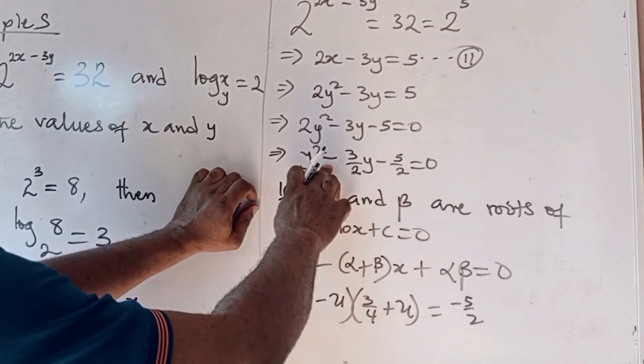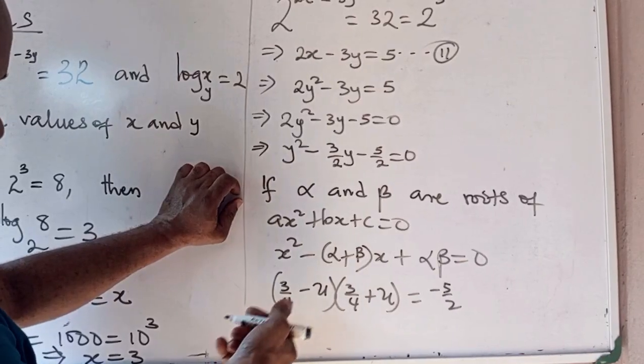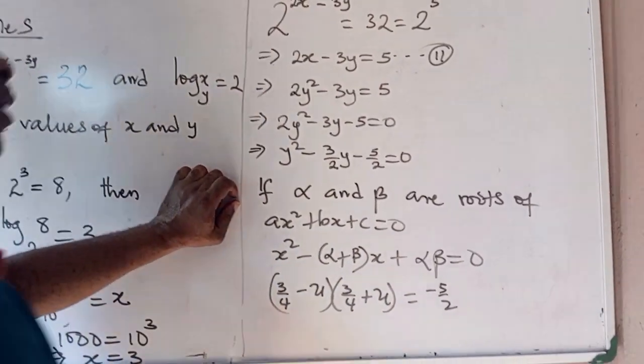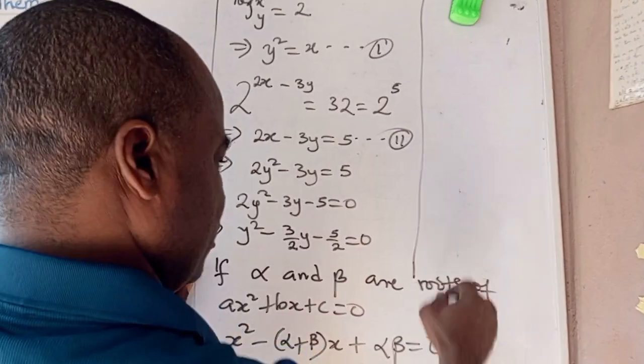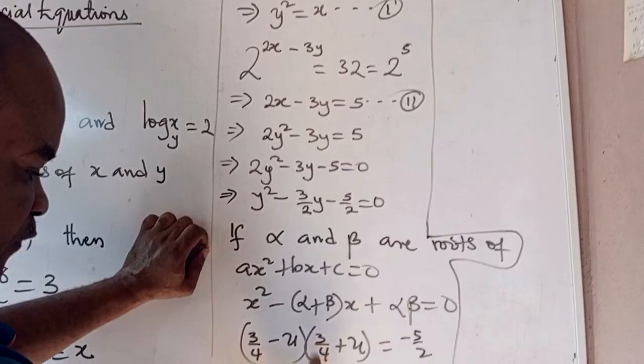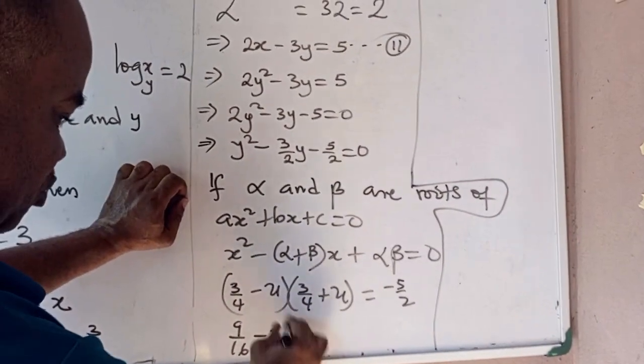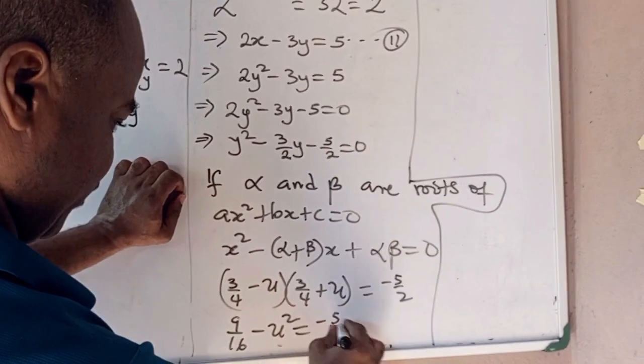Now, I paused this at this point in order to solve that quadratic equation. I'll now bring it back and continue the solution when I'm done with this. Okay, so let's look at this. If we expand these brackets, 3 over 4 times 3 over 4 will give us 9 over 16 minus u squared is equal to minus 5 over 2.